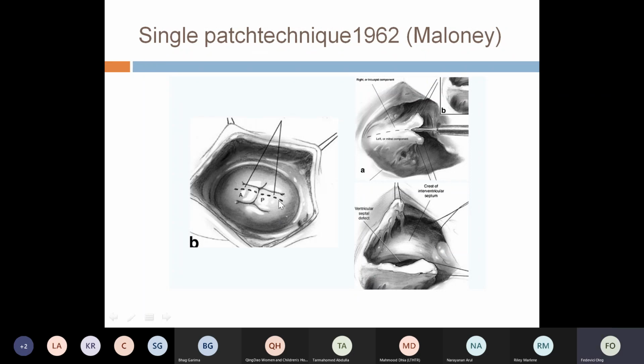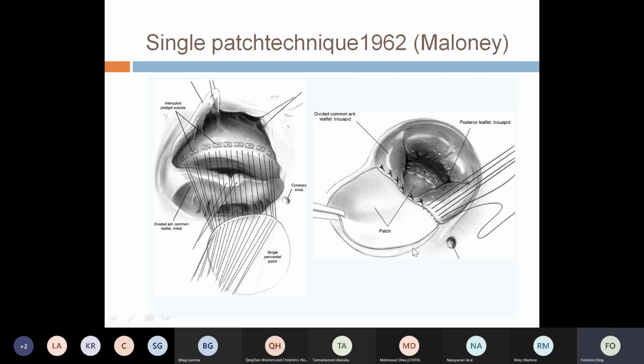So for that we have to divide the bridging leaflets. And when you divide the bridging leaflet, you can see the septum, the crest of the interventricular septum. And you attach your single patch to that crest. You attach the separated bridging leaflets. So you can see the right part, and there will be a left part. And you close the AVSD with the same patch, with this part of the patch. This is the coronary sinus here.